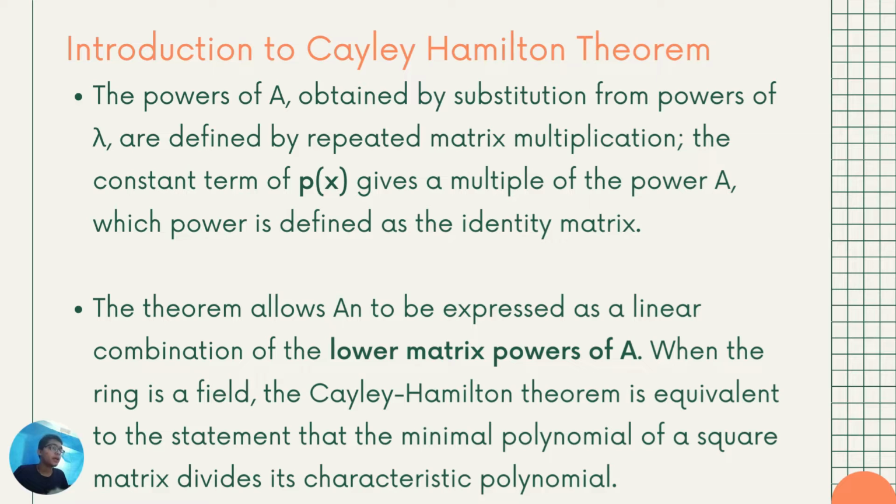The powers of A obtained by substitution from powers of lambda are defined by repeated matrix multiplication. The constant term of P of x gives a multiple of the power of A, which power is defined as the identity matrix. The theorem allows A^n to be expressed as a linear combination of the lower matrix powers of A when the ring is a field. The Cayley Hamilton theorem is equivalent to the statement that the minimal polynomial of a square matrix divides its characteristic polynomial.